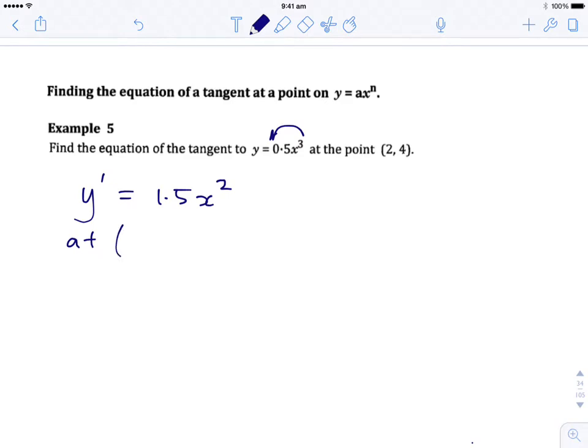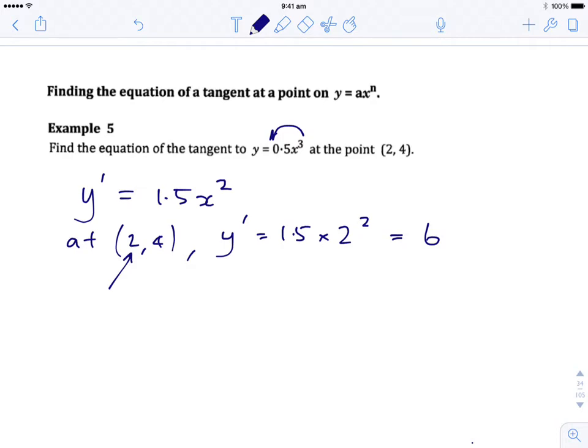So at the point 2, 4, the slope of the curve at that exact point is 1.5 times 2 squared. Remember, we're just looking at the x value here. We're not worried about the y value. The equation tells us it's 1.5 times the x value squared. So 4 times 1.5 is 6. So we've got the slope of the curve at that point. Now that's the exact same as the slope of the tangent.